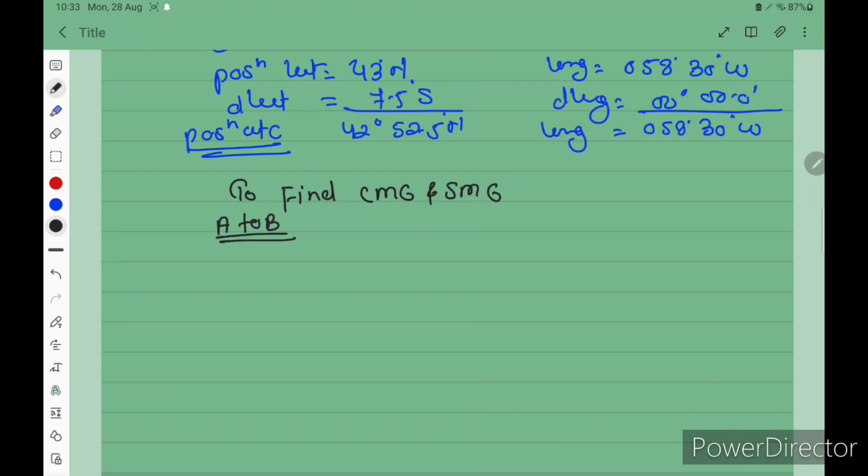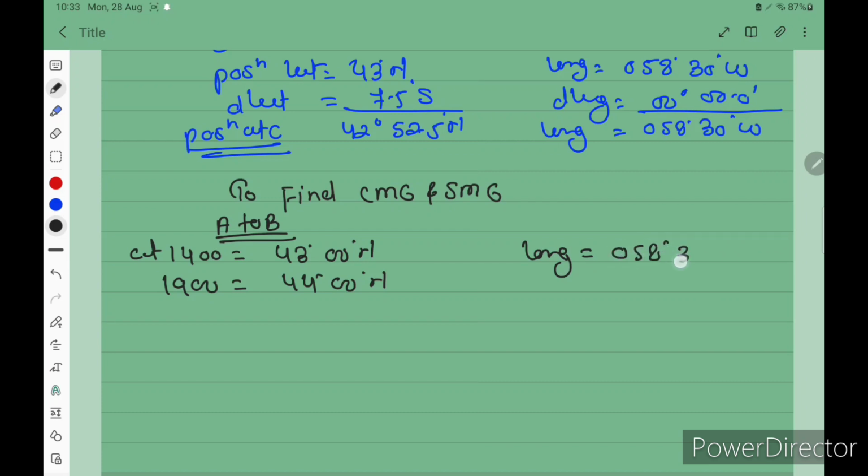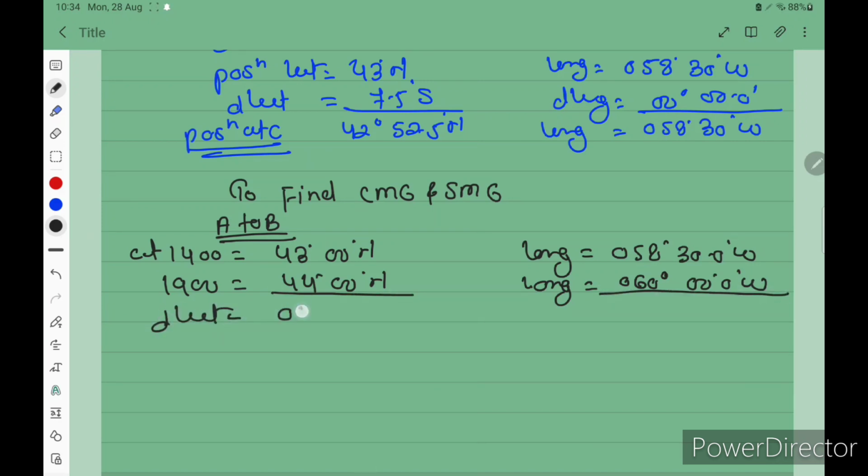Now at 1400 latitude is 43 degrees 00 north, at 1900 it is 44 degrees 00 north. Longitude at 1400 is 058 degrees 30.0 west, longitude at 1900 is 060 degrees 00.0 west. So we calculate the D lat and D long: D lat is 01 degree 00 north, and D long is 001 degree 30.0 west.